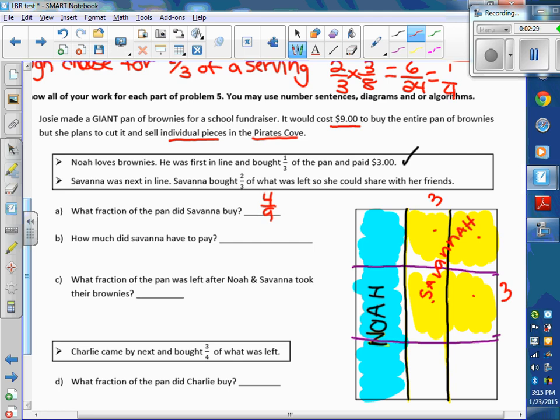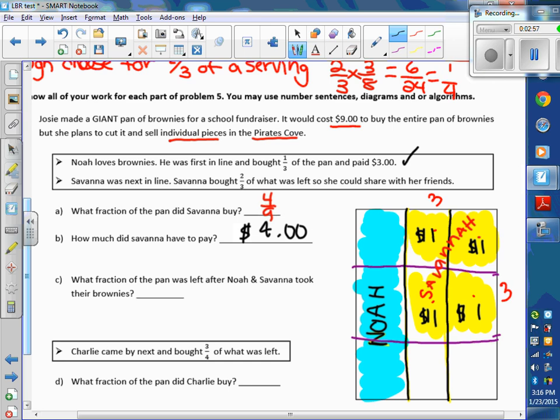So how much did Savannah have to pay? Well, the whole pan cost $9. I broke it into 9 parts. Each little square is $1. So this is $1. This is $1. This is $1. And this is $1. So Savannah pays $4. So far, we okay? Okay, good.